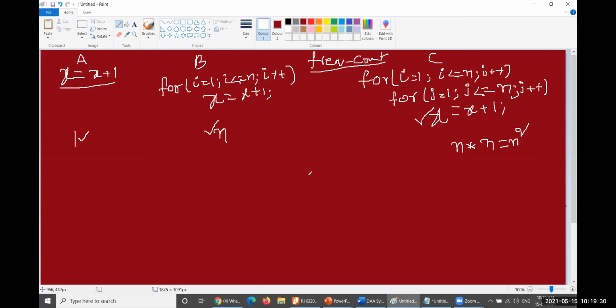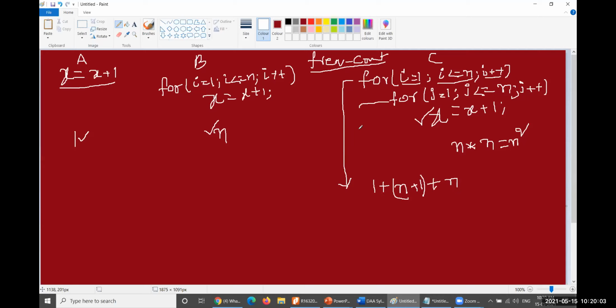Here you'd like to take into consideration this particular statement: how many times the three statements will be executed. The first statement will be executed exactly once, plus the second statement will be executed n plus 1 times, plus the third statement will be executed n times. That is for loop 1.